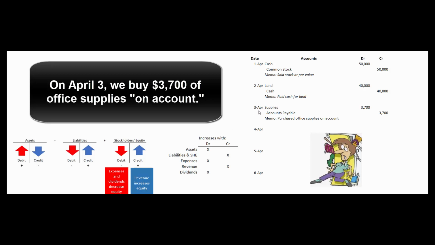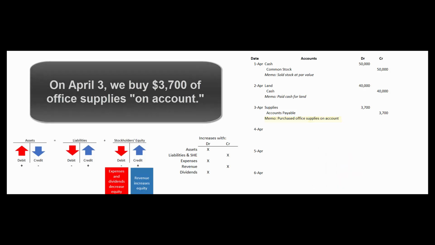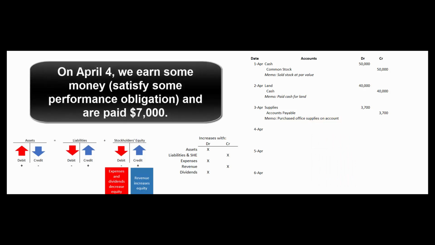Again, we put the date out here. We write the debit first, we indent a little bit, we write the credit, and we debit and credit specific account titles and write our sentence in the memo section. The next transaction, we perform some services for a client and get paid in cash. We're getting paid in cash, so cash is going up. Cash is an asset. Assets increase with debits.